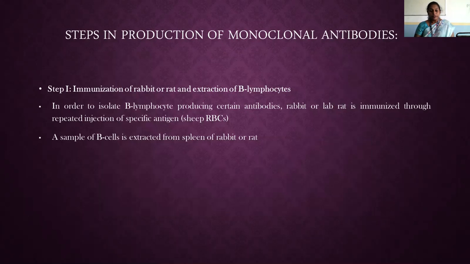The major steps involved in the production of monoclonal antibodies are as follows. The first step involves immunization of a rabbit or a rat and extraction of the B lymphocytes. To obtain the B lymphocytes which produce antibodies, the rabbit or the rat, which is an animal model, is immunized by repeated injections of a specific antigen, which could be sheep RBCs. A sample of B cells is extracted from the spleen of the immunized rabbit or rat.